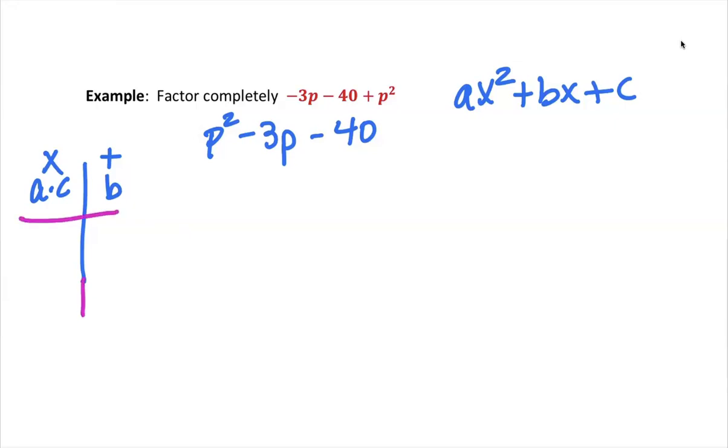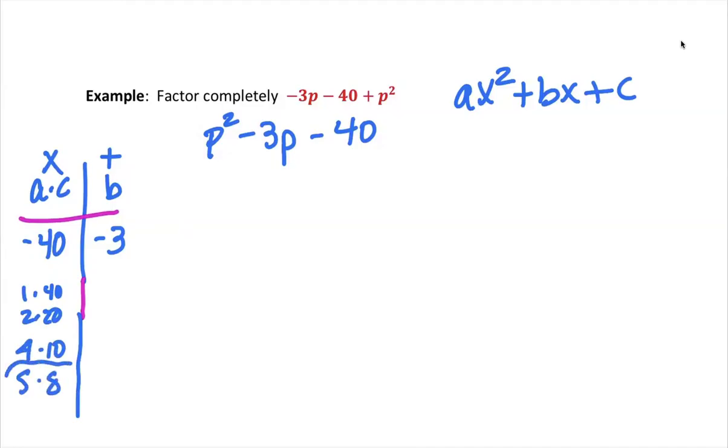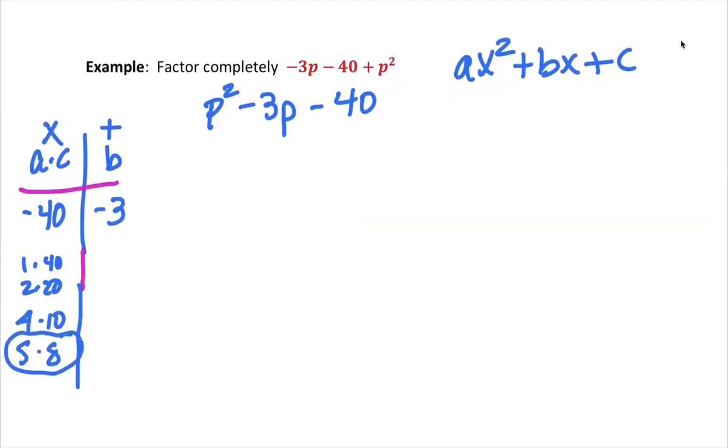All right, so for us, a times c is 1 times negative 40, so that's negative 40, and b is negative 3. So we need two numbers that multiply to negative 40 and add to negative 3. 1 times 40, 2 times 20, 3 times, nope, 3 doesn't go into 40. 4 does go into 40. 4 times 10, 5 times 8. There it is, if we can get the signs right.